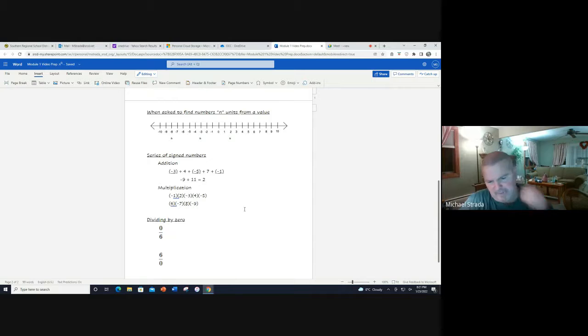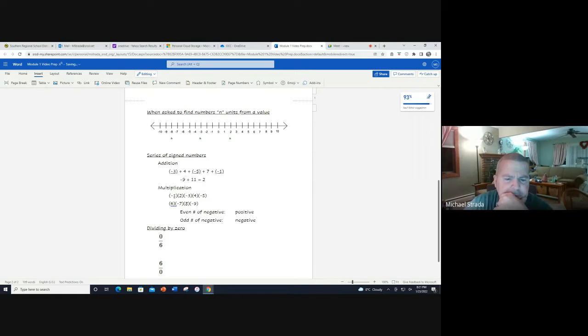Same thing happens with multiplication. With multiplication, keep in mind that when you have an even number of negatives, your final answer is positive. And when you have an odd number of negatives, your final answer is going to be negative. So if I look at my first example and I count 1, 2, 3, I have 3 negative numbers. So without doing anything else, I know my final answer is negative.